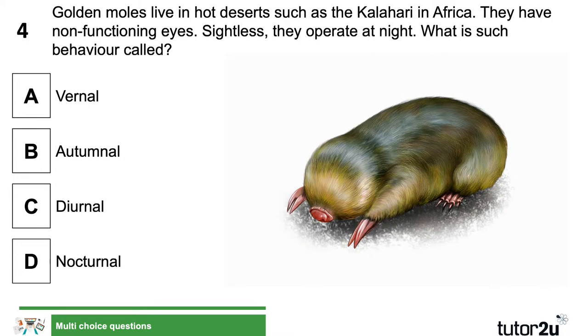So the answer to question four is D, nocturnal. Any animal which is nocturnal, in this country we'd have a lot of animals like foxes and badgers tend to be nocturnal. It's quite common behavior, and it's probably especially important in deserts because of the temperature issue. So question five.